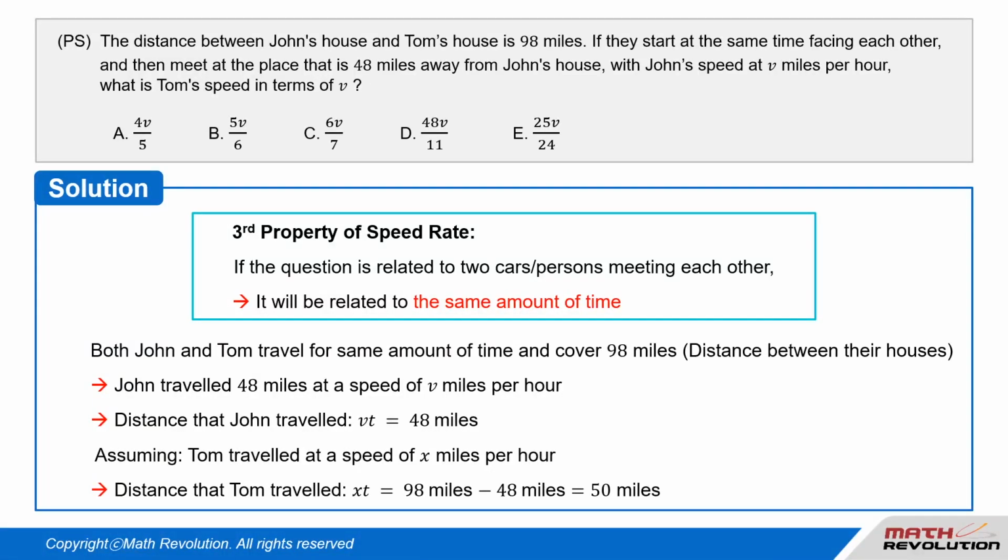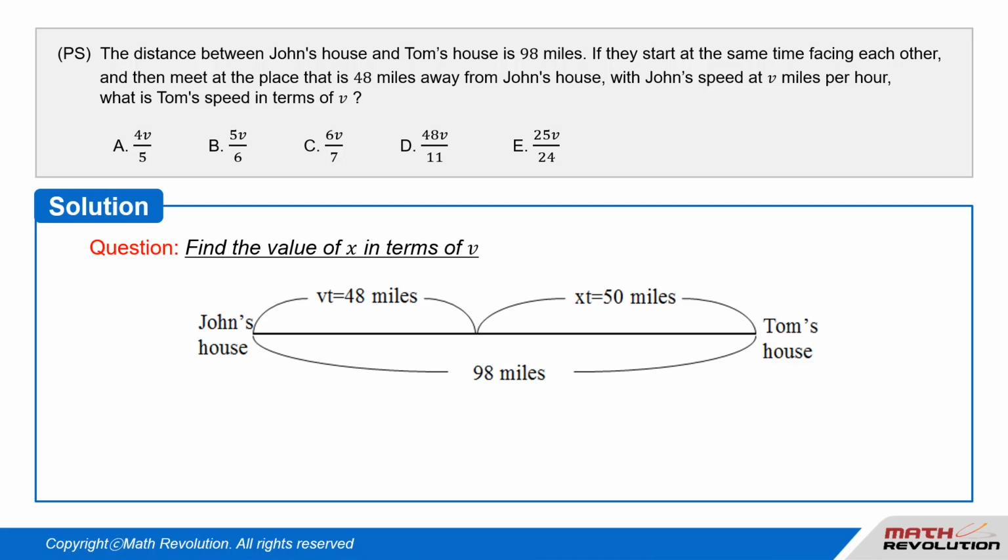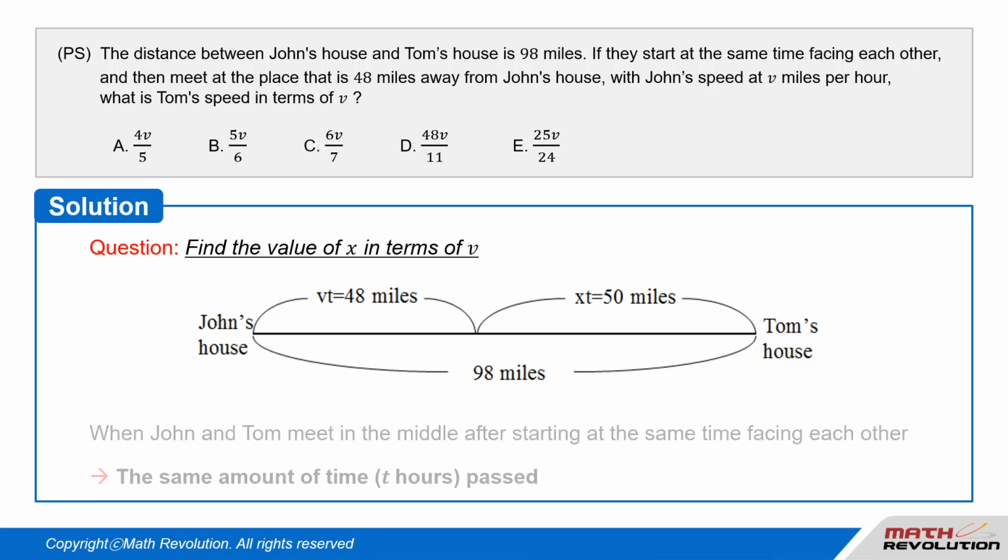Assuming that Tom traveled at a speed of x miles per hour, the distance that Tom traveled is x times t equals 98 miles minus 48 miles, which equals 50 miles. The picture below explains what happened, and we are looking for the value of x in terms of v.